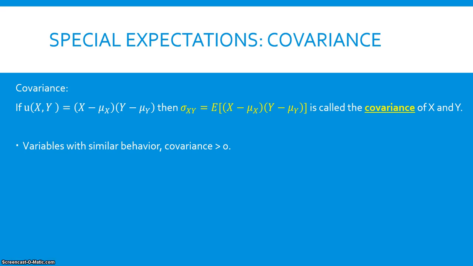If, on the other hand, I tended to be above average for my x value at the same time that I was below average for my y value, then that product in my expected value is going to tend to be negative. So variables with opposite behavior have covariances that are less than 0.